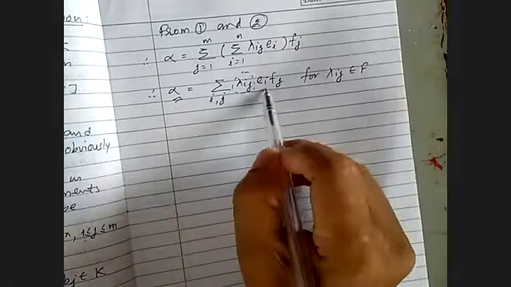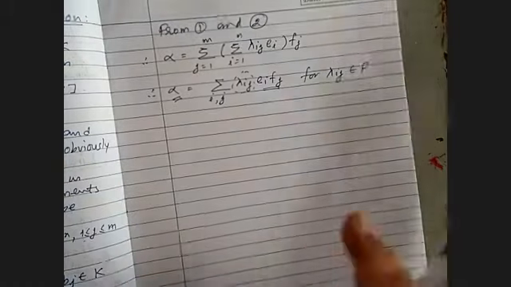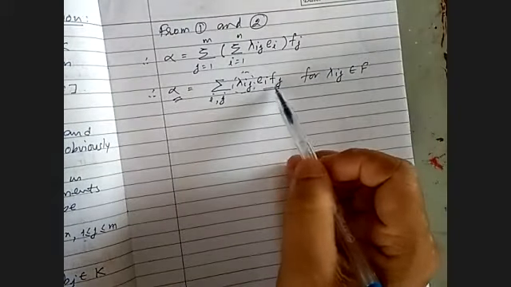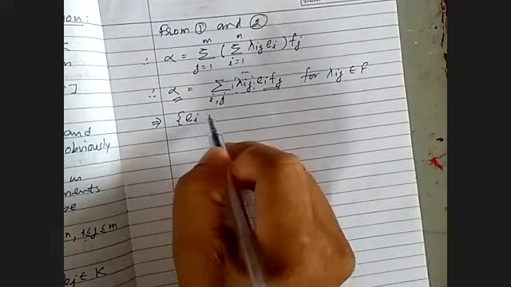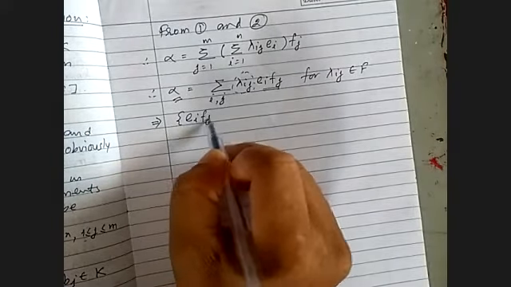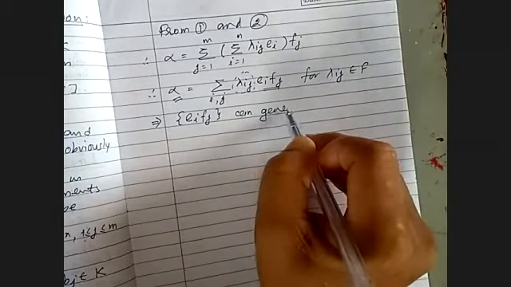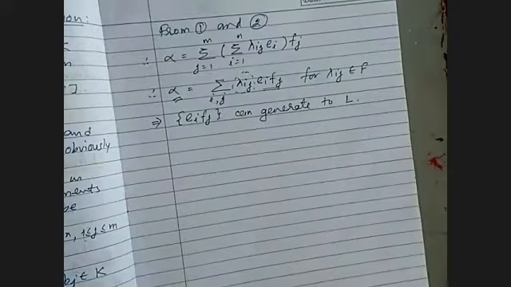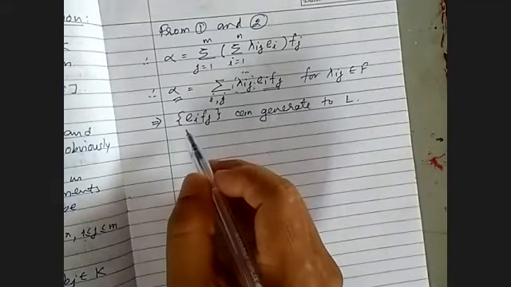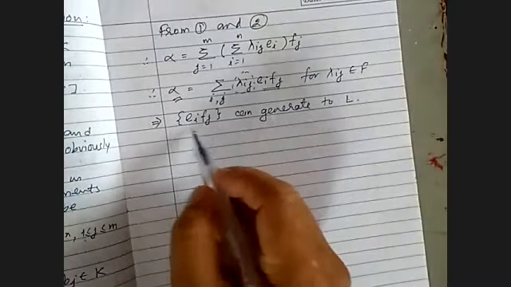So alpha can be shown as a linear combination of these vectors. Since alpha is shown as a linear combination of these vectors, this implies the set of vectors Ei Fj can generate the field L. And now we have to show that these vectors are linearly independent.